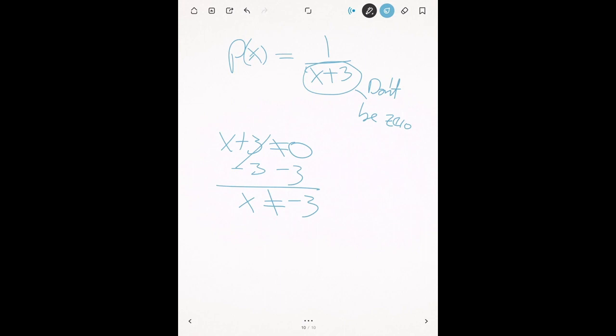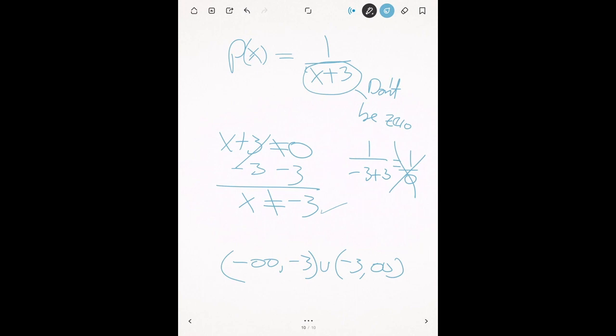Because if I plug in negative 3, watch what happens. 1 over negative 3 plus 3. That's 1 over 0. That's an issue. That's a problem, because we cannot divide by 0. So this is the only number that's not in our domain. I can take any number less than negative 3. I can take any number greater than negative 3. The only one I have to miss is negative 3. That's the only thing I cannot plug in.